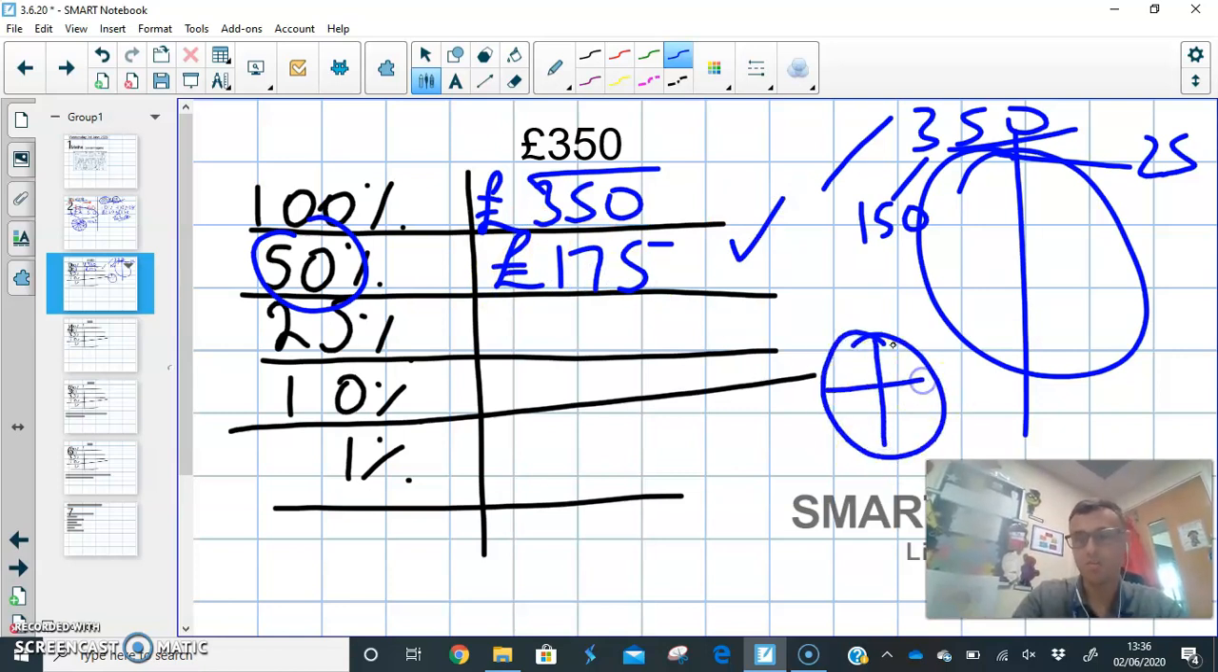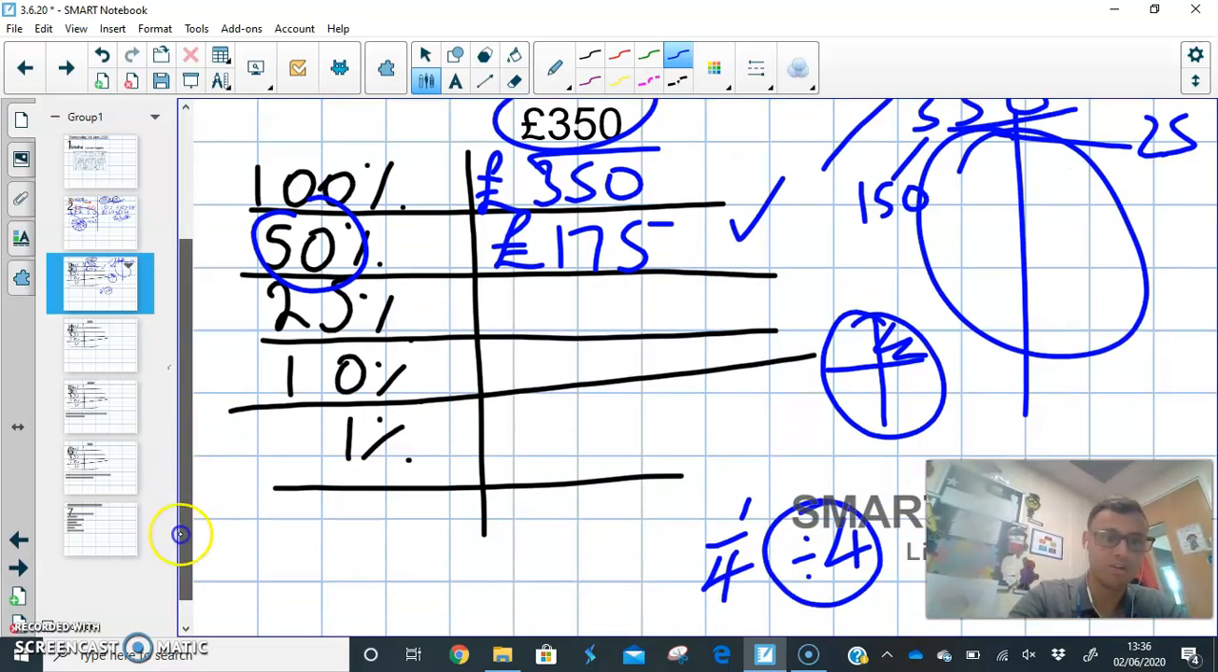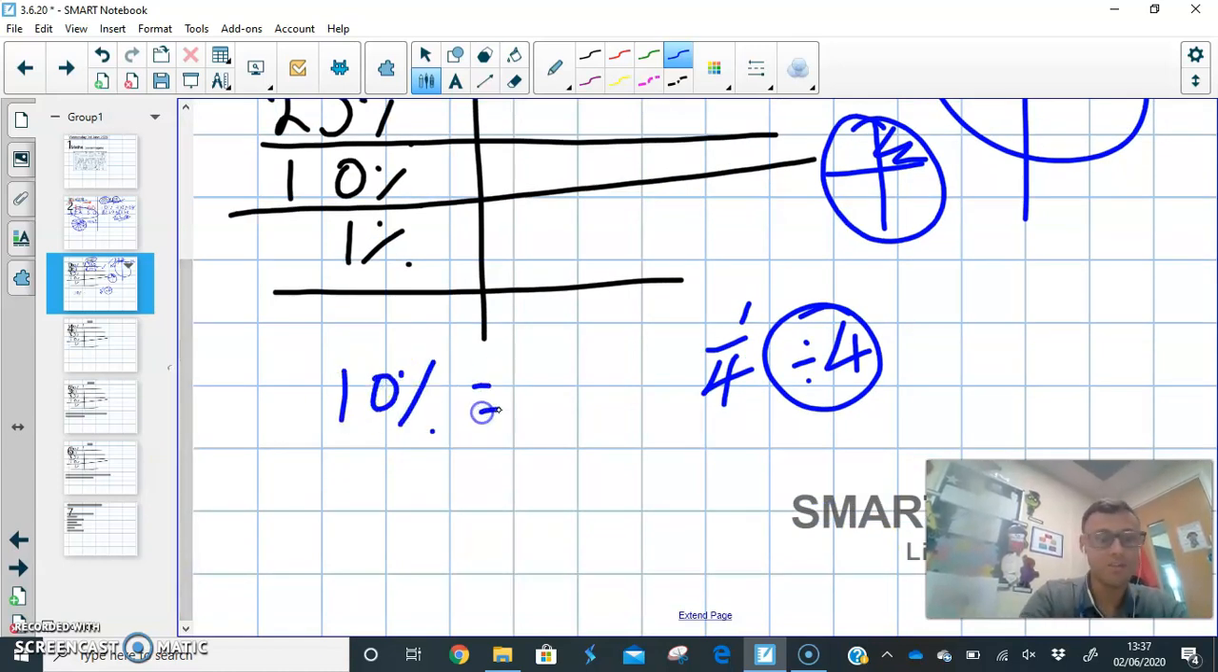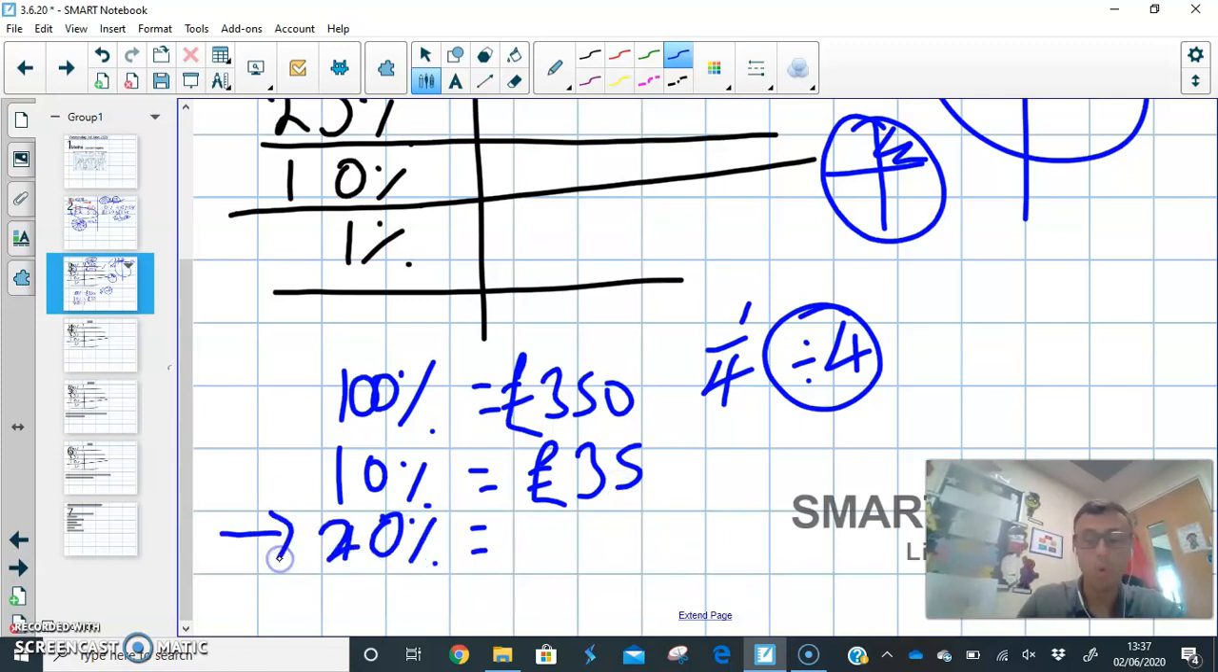25%, well, we know 25% is the same as a quarter. So to find 25% of 350, I need to find 1/4 of it, and 1/4 means we would divide it by 4. Or I could find 10%, 10%, and 5%. I'm going to stick with that. So 100% is 350. So for 10%, move everything one place to the right. I get £35. So 20% is going to be double £35, which is 70.